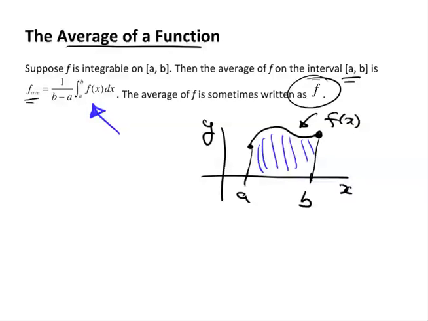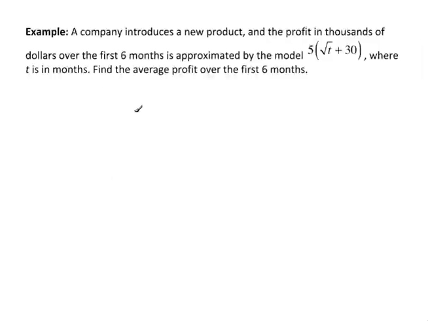So let's go ahead and take a look at an example. A company introduces a new product, and the profit in thousands of dollars over the first 6 months is approximated by the model 5 times the quantity root t plus 30, where t is in months. So I want to find the average profit over the first 6 months. Well, the total profit over the first 6 months would be the integral from 0 to 6 of 5 times the square root of t plus 30 dt.